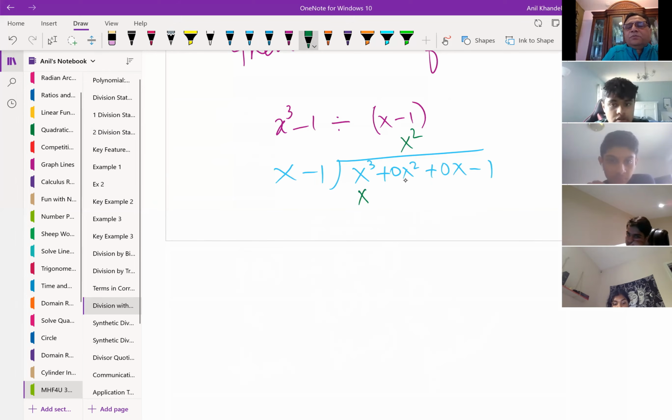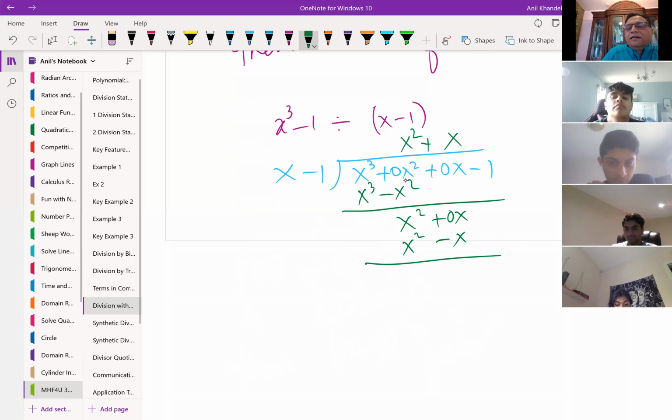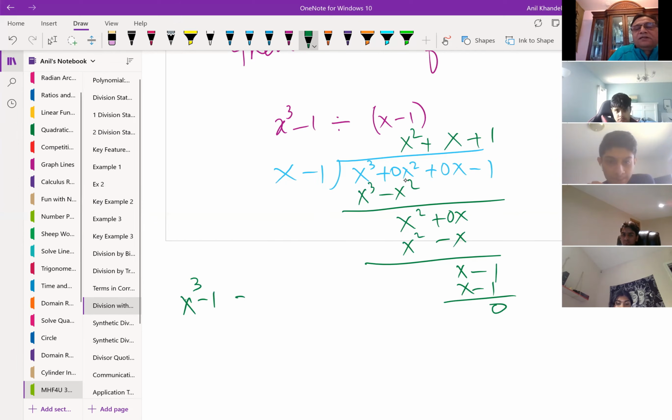So we get x cubed minus x squared, and when I take away, I get x squared plus 0x. Next term is x, so I get x squared minus x, and when I take away, I get x minus 1. The next term is plus 1, and therefore we get x minus 1, and the remainder is 0 as expected. Clear? What is my division statement? The division statement is that x cubed minus 1 is equal to x minus 1 times x squared plus x plus 1. So now you can divide and get your answer.